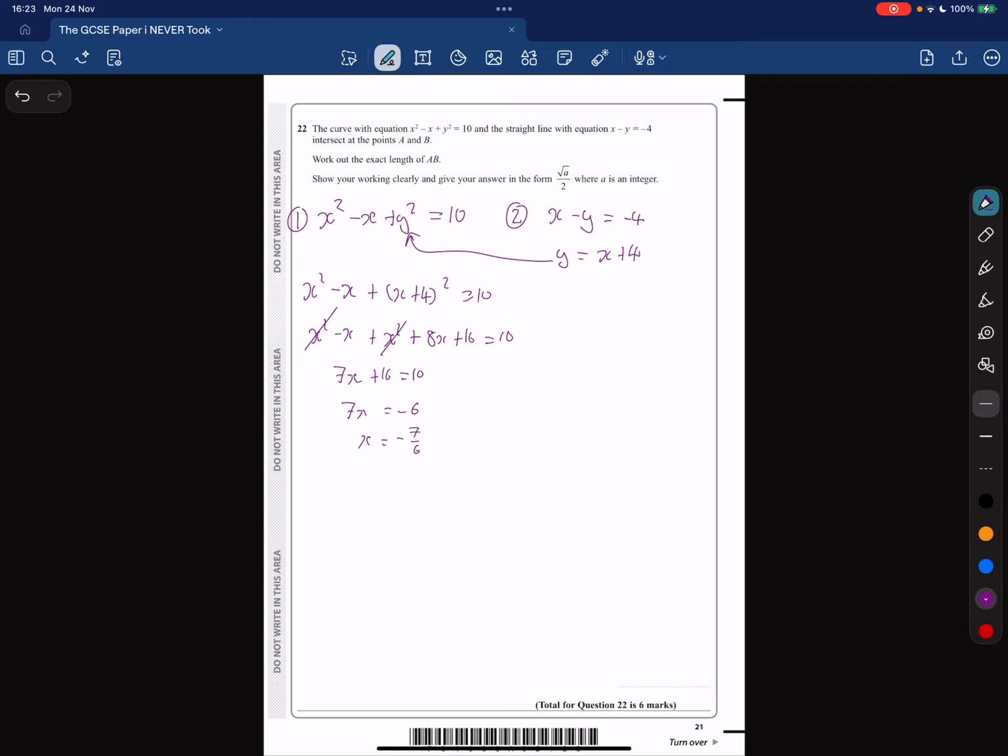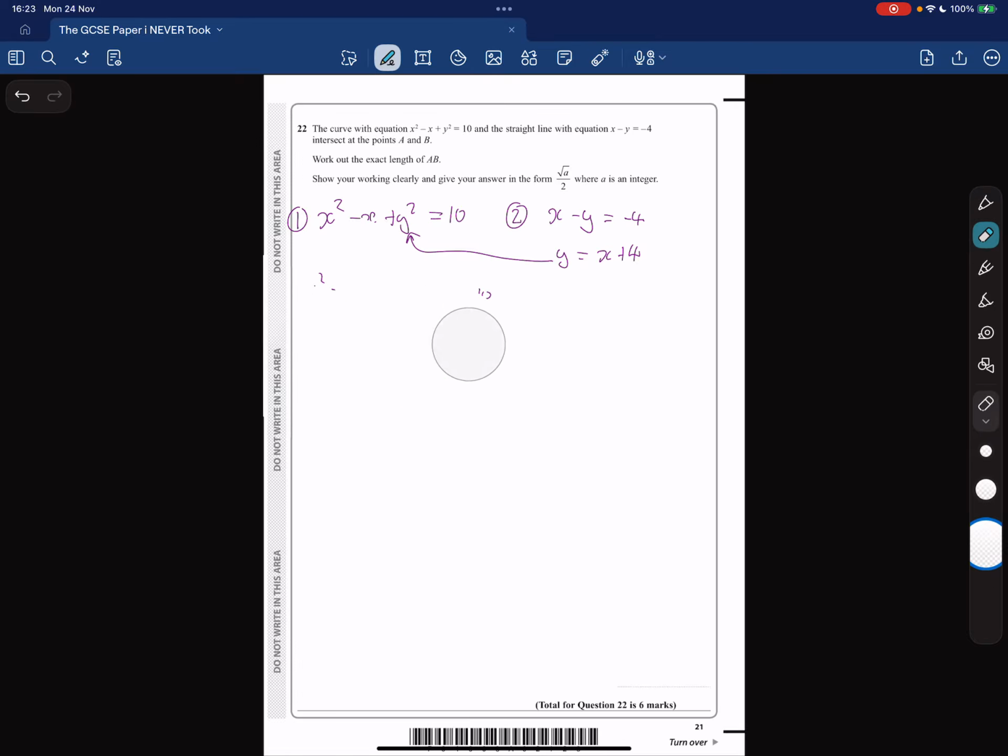Intersect at the points A and B. Work out the exact length of AB. Okay, let me restart. Sorry guys.